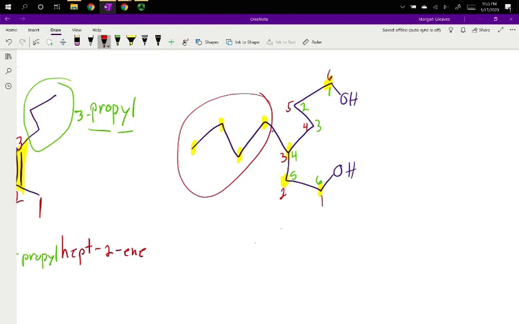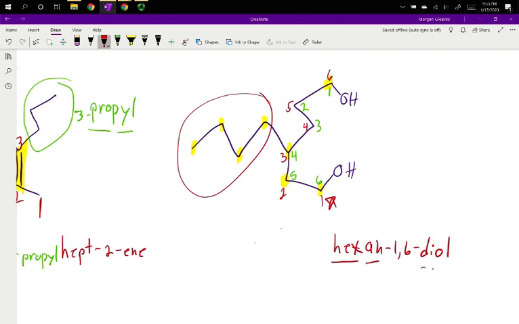But the subgroup shows up at an earlier number from one of these directions. So that is the direction we have to go. We are going to start here. And so this means it is a hex for our main chain. And they're all single bonded carbons, so it is a hexane. And I have alcohols at the 1 and the 6 position, so it is a diol.